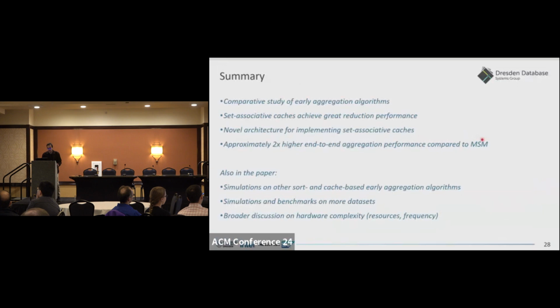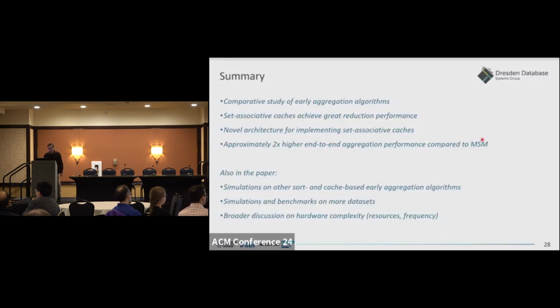I've shown you a small comparative study of different aggregation algorithms, sort-based and cache-based. We saw that set-associative caches achieve a pretty good balance between implementation complexity and aggregation performance. I then introduced a novel, application-specific architecture for implementing these set-associative caches. And finally, we saw that a platform using this new early aggregation algorithm runs 2 times faster than what it could do before with sort-based early aggregation.